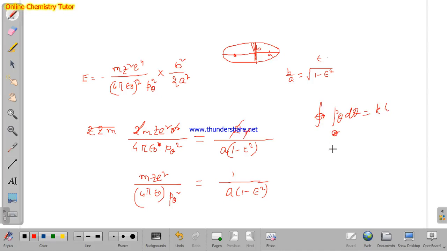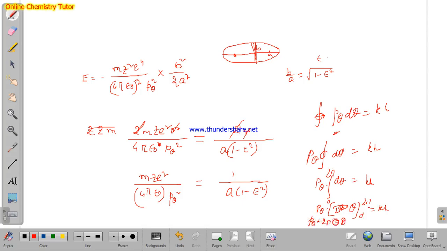The p theta is constant. Taking p theta as constant, the contour integration of d theta gives k h. Now contour integration means the whole path integration. So the whole path is 360 degree or 2 pi. So p theta into the integration from 0 to 2 pi of d theta equals k h. So this is p theta into 2 pi minus 0, equal to k h, or p theta into 2 pi equals k h, or p theta equals k h by 2 pi.